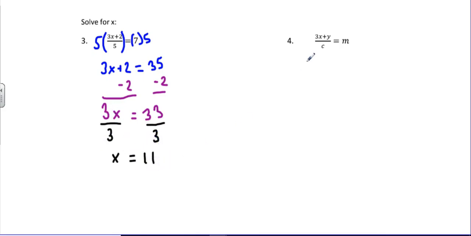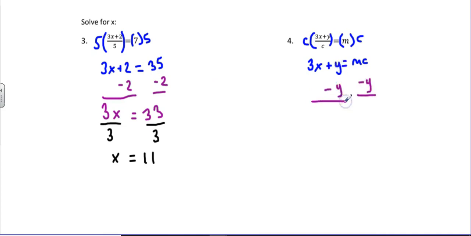All right, now let's follow the same steps with the literal equation. Here I started by multiplying both sides of the equation by 5. And in number 4, I'm going to start by multiplying both sides of my equation by c. So I have 3x plus y equals mc. Next, since I subtracted 2 in question 3, I'm going to subtract the y.